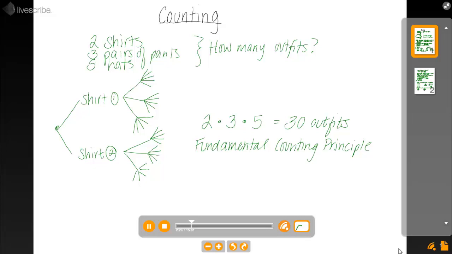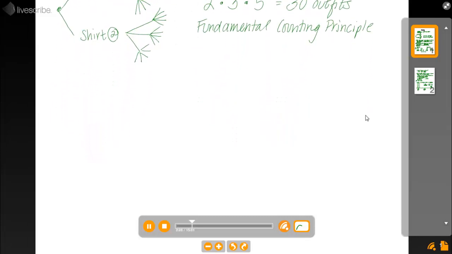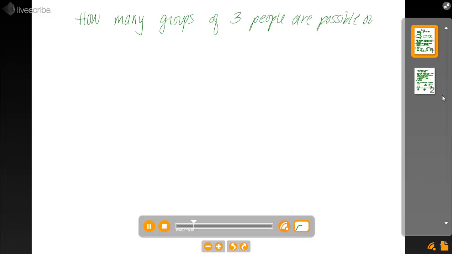But sometimes we're not interested in categorical data. What if we had a different type of question? What if we wanted to know how many groups of 3 people are possible out of a total of 10 people? So maybe there's 10 people in an office and you want a 3-person committee.